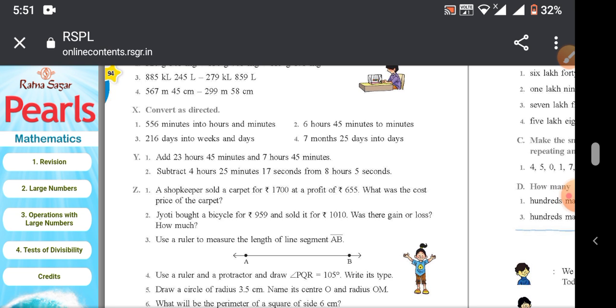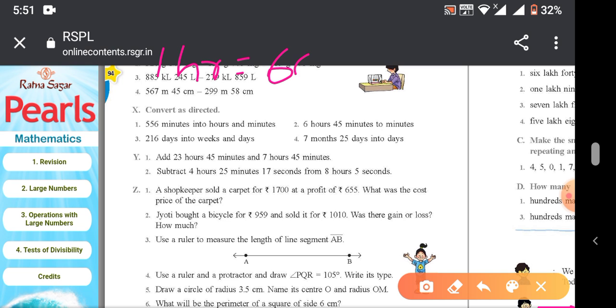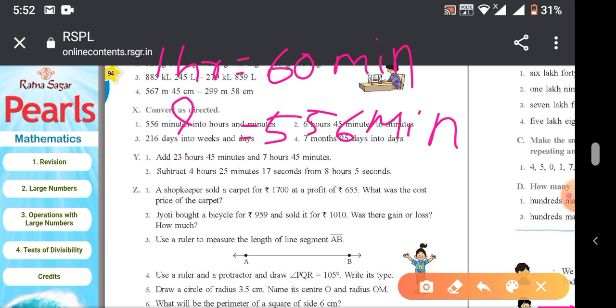Convert 556 minutes into hours and minutes. We have to convert these minutes into hours and minutes. We know that 1 hour is equal to 60 minutes. So 556 minutes is equal to how many hours? For this we have to divide these numbers. Here we have to do a division sum: 556 divided by 60.